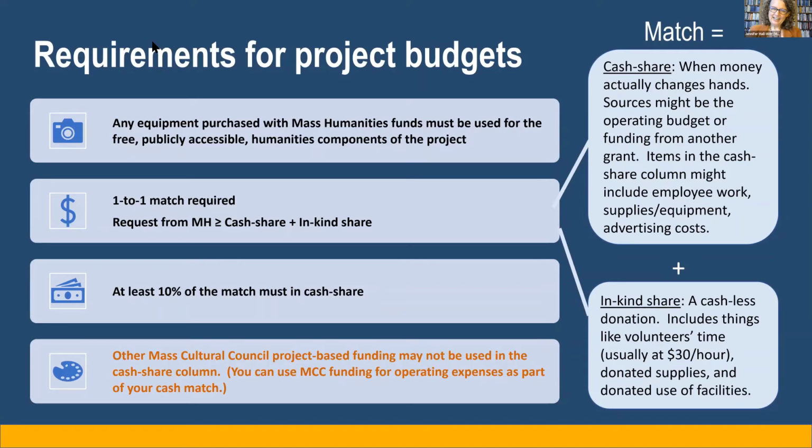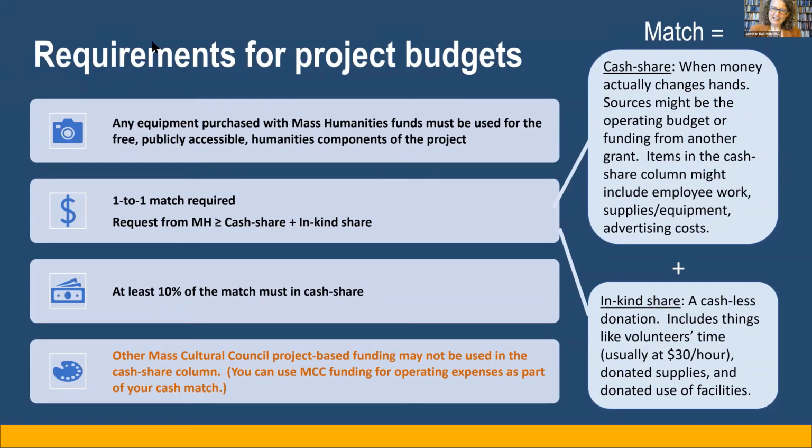The in-kind share is a cashless donation. So that includes things like volunteers' time. Usually that's at $30 an hour, although some people clearly would be charging significantly more, and maybe you put down $50 an hour if they're a real specialist. Donated supplies, donated use of facilities, those sorts of things. They can't be your own facilities, but if somebody else is donating facilities to you, then that can all be part of the in-kind. At least 10% of your match must be in cash share.